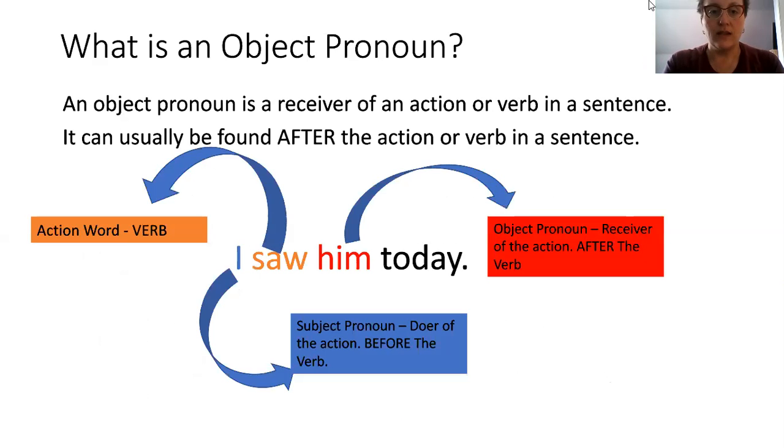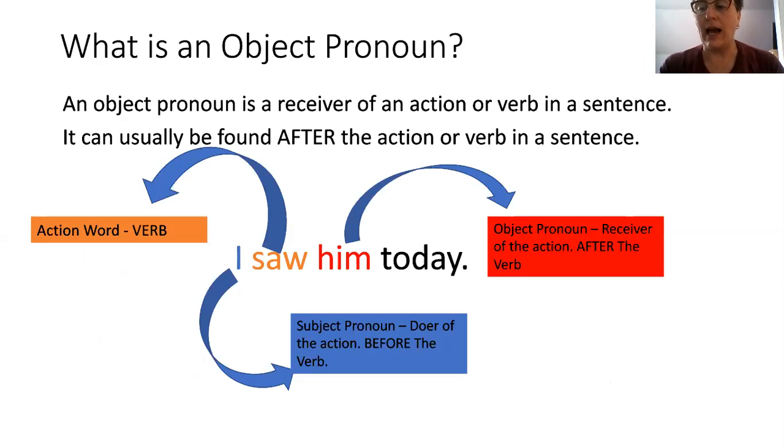Okay. So now let's move on to what an object pronoun is. If the subject pronoun is the doer of the action in a sentence, then an object pronoun is the receiver of the action in the sentence. It's the one that the action is happening to. So it can usually be found after the verb.